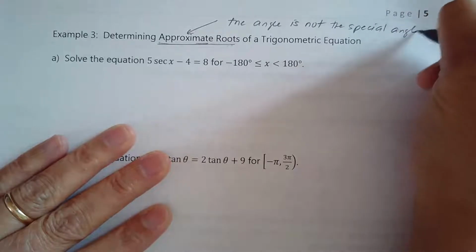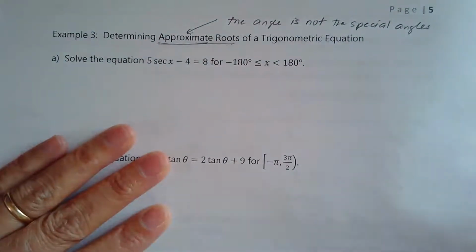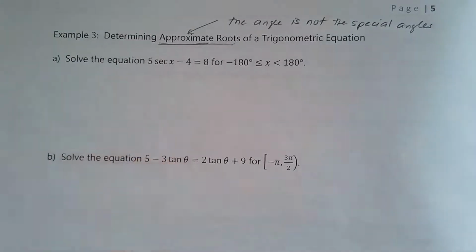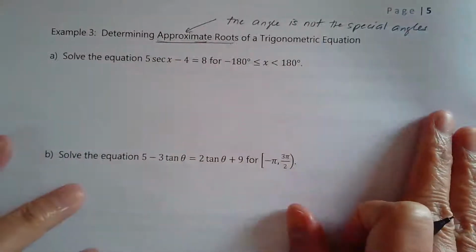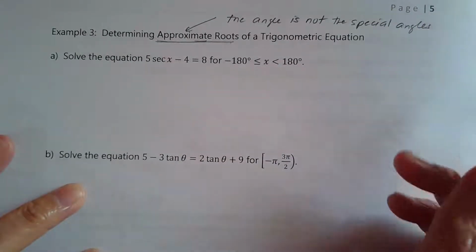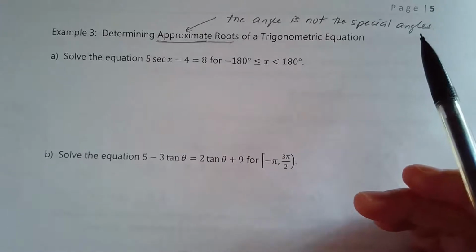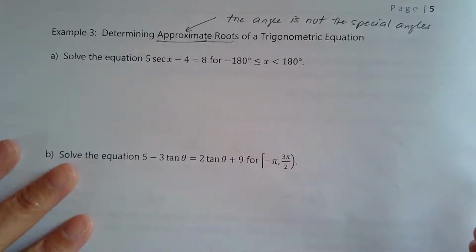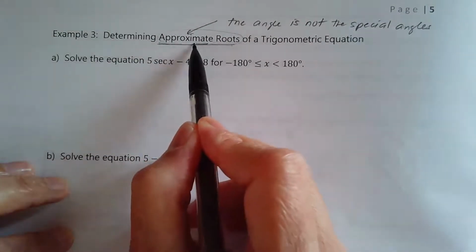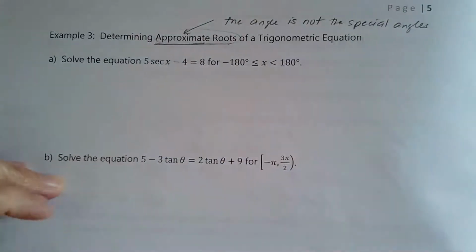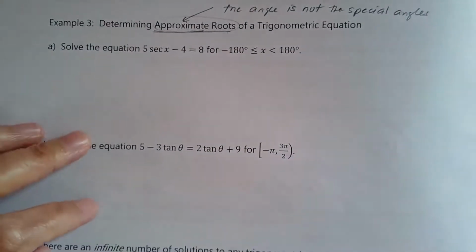And we know what those special angles are, right? Special angles would be 0, 30, 60, 90, and basically multiples of those angles. The special angles in terms of radians would be 0, pi by 6, pi by 4, pi by 3, pi halves, and then multiples of those. But in this particular case, most likely not, because this is approximate roots. So let's take a look at this one and we'll see how that goes.